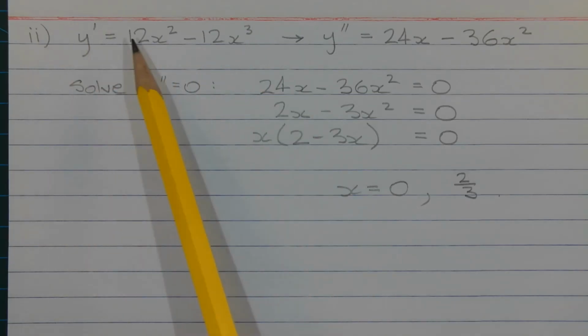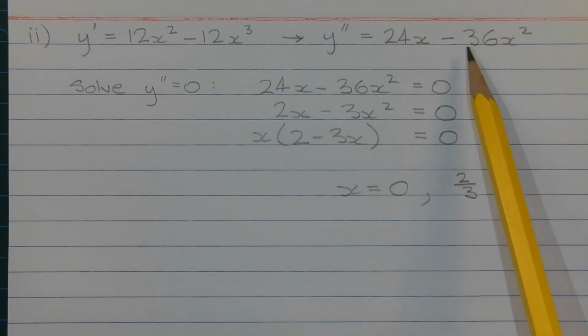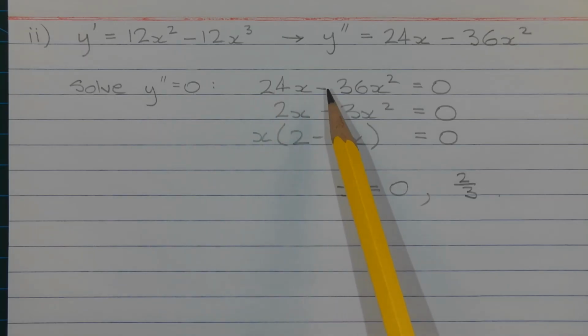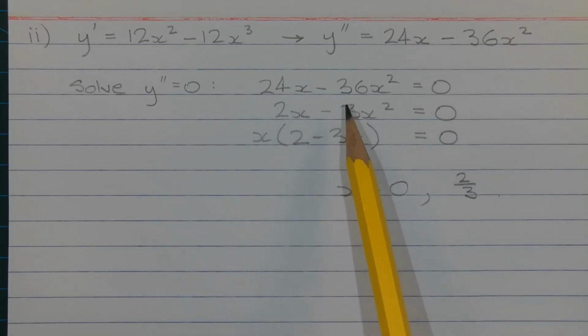Differentiating y dash with respect to x, to get y double dash, we get 24x minus 36x squared. Solving y double dash equals 0, we get 24x minus 36x squared equals 0. We can simplify this equation by dividing all terms by 12, and we get 2x minus 3x squared equals 0.